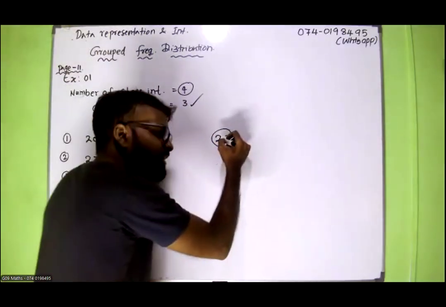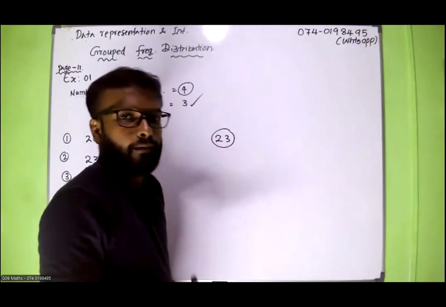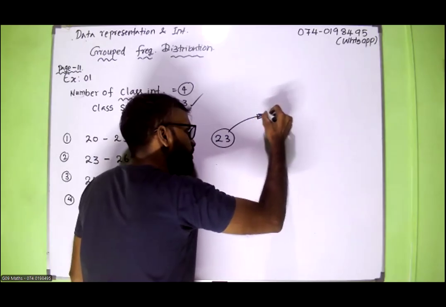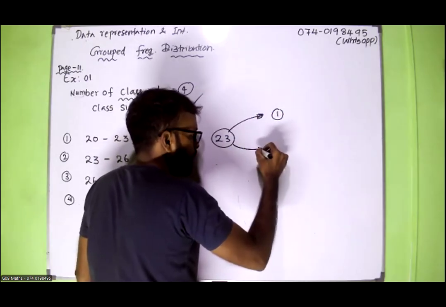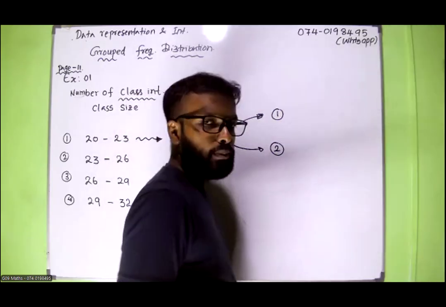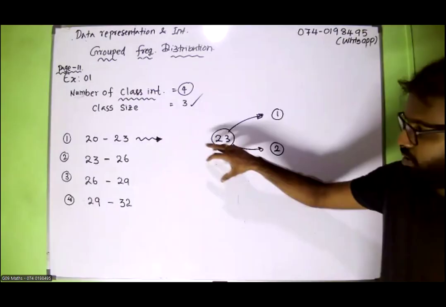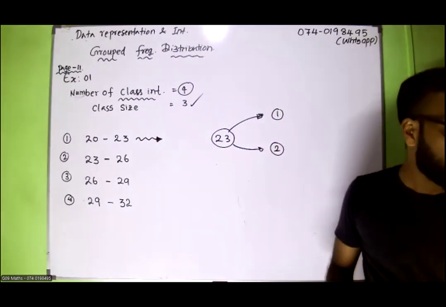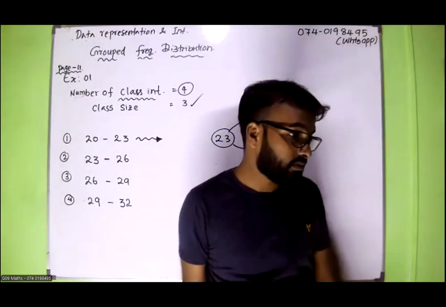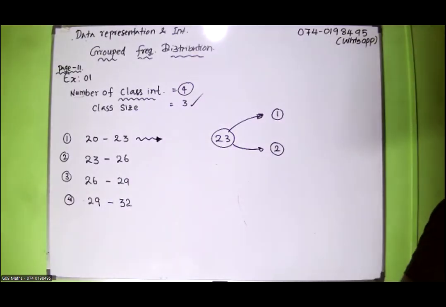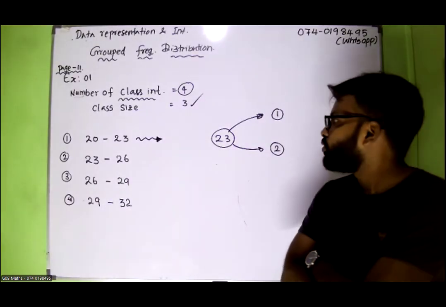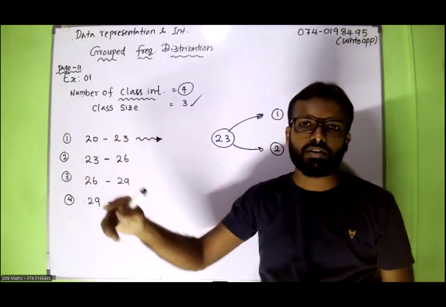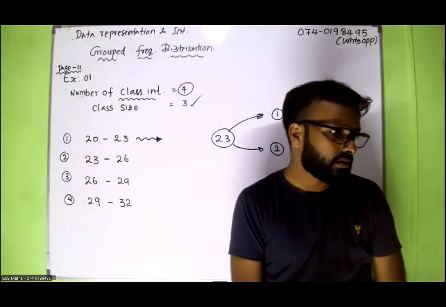So I have a data point for 23. Which interval are you going to put this in, 1 or 2? You can send me the answer. Which class interval are you going to put this 23 data in? In the first class interval or the second class interval? One or two? First class interval or second class? 23, right? There are 23s in both places.